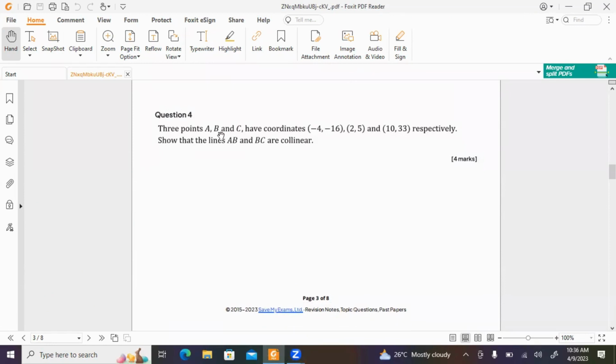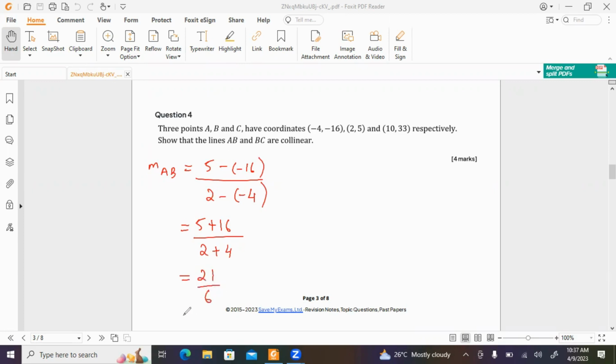Then if you look at question number 4, it says 3 points A, B, and C have coordinates, these respectively. Show that the lines AB and BC are collinear. So what we're going to do is find the gradient of AB first. That's going to be (5 minus negative 16) over (2 minus negative 4). So 5 plus 16 over 2 plus 4 is going to be 21 over 6, which basically equals 7/2.